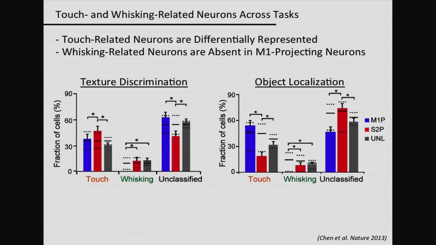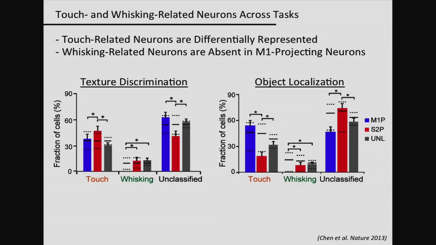Next slide. From this, we can look at the distribution or representation of touch or whisking across these cell types and across the two task conditions. If we look at touch, for instance, we see a differential representation of touch across the two cell types. During texture discrimination, we see a larger fraction of active neurons that are responsive to touch in the S2 subtype population. During object localization, there's a larger fraction of M1 projecting neurons that are responsive to touch. So this seems to be a task-dependent feature, at least in response to touch.